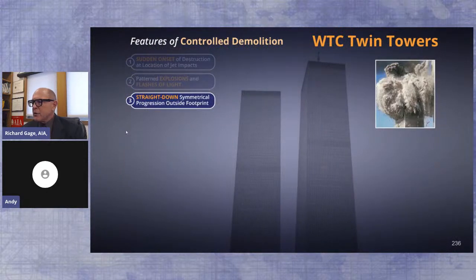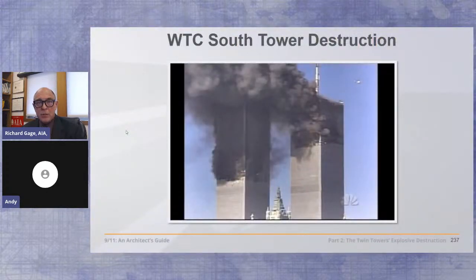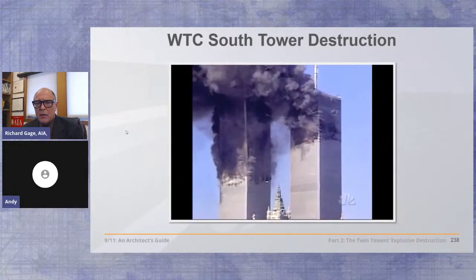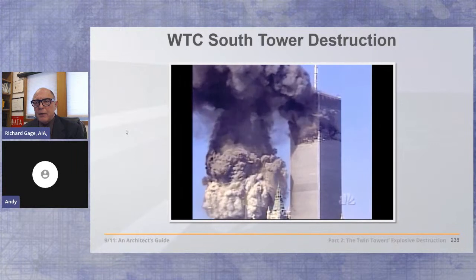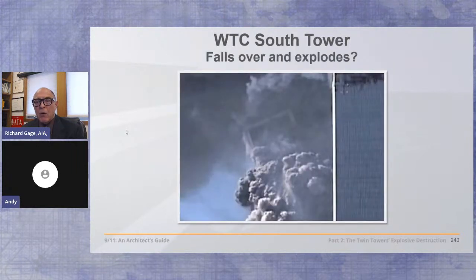Let's see, do we have a straight down symmetrical progression outside the footprint of the building, not inside, like we saw in part 1 of this series about World Trade Center 7, the third tower that came down? Well, let's look. The South Tower begins to fall, and yes, it begins to fall over. So we have asymmetrical loading on the building below from this part that's falling off.